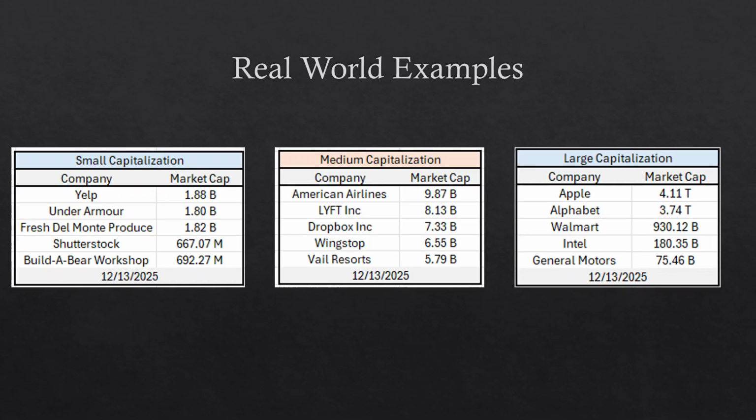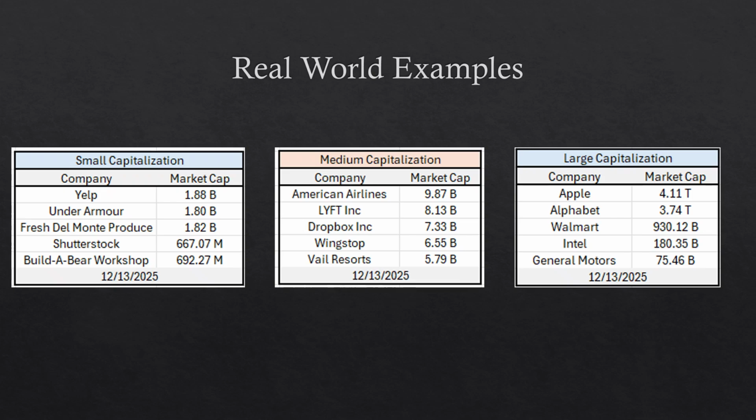Let's look at some real-world examples of market capitalization. As I mentioned previously, market capitalization numbers frequently change due to the price fluctuations in the stock market. Therefore, it is important to note that these numbers are from December 13th of 2025. For small cap companies, we have Yelp, Under Armour, and Fresh Del Monte Produce, all with a market cap around $1.8 billion. We also have Shutterstock with $667 million, and Build-A-Bear Workshop with $692 million.